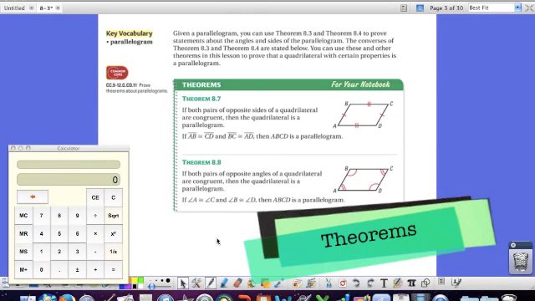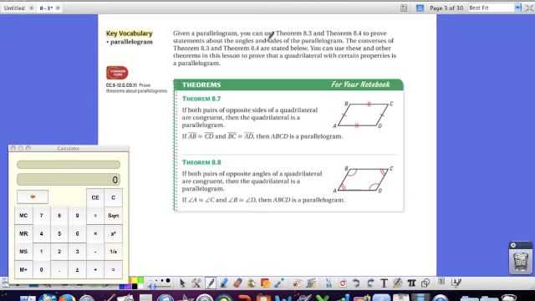Given a parallelogram, you can use theorems 8.3 and 8.4 to prove statements about the angles and sides of the parallelogram. The converse of 8.3 and 8.4 are stated below. You can use these and other theorems in this lesson to prove that a quadrilateral with certain properties is a parallelogram. So, if both pairs of opposite sides of a quadrilateral are congruent, then the quadrilateral is a parallelogram. In Theorem 8.3, it said if it was a parallelogram, then both pairs of opposite sides would be congruent.